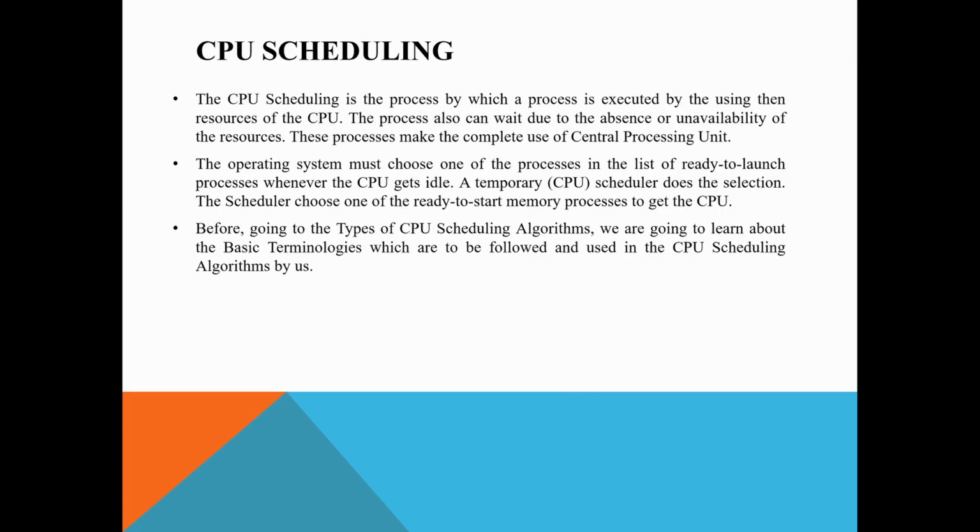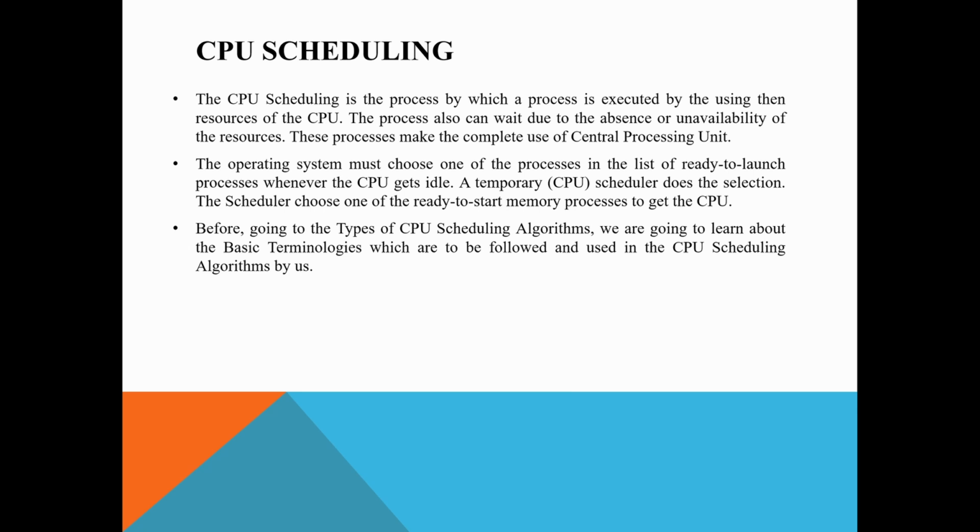Before entering into CPU scheduling, we must know what a process is. A process is a program under execution. Every process is waiting for the CPU to execute. So the CPU scheduling algorithm is very important to allocate the processes in a proper way. CPU scheduling is the process by which a process is executed using the resources of the CPU. The process can also wait due to the absence or unavailability of resources.